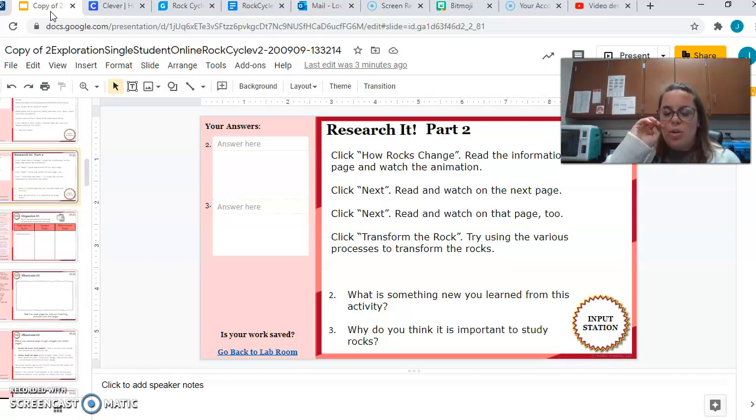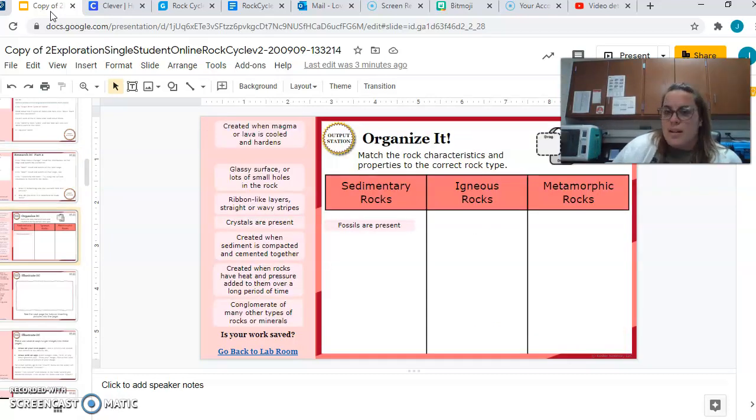But yesterday, your goal was to get through Research It, okay, to do 4 of the stations. Today, we're going to finish the other 4 stations. So we got about halfway through. You are going to organize it. And organize it is fairly easy.